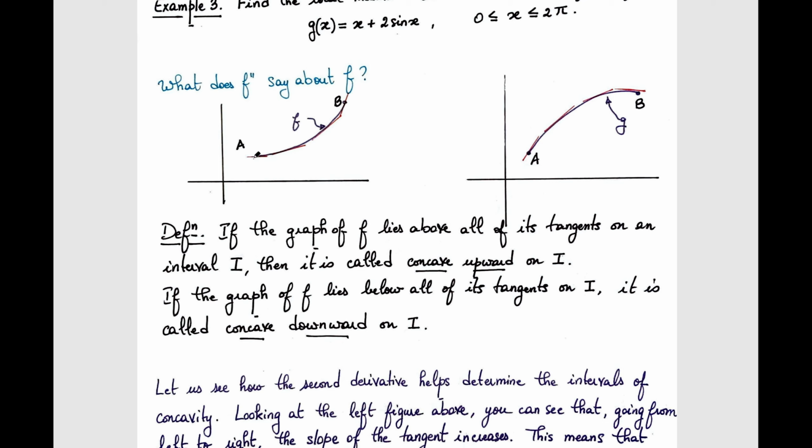Take a look at this left graph. What can you say about the tangents, which means f prime? F prime at this point, the slope of this tangent, is certainly smaller than the slope of this tangent. So f prime at this point is smaller than f prime at this point, and f prime at this point is smaller than f prime at this point. So we realize that the slopes of the tangents are increasing, which means f prime is increasing here.